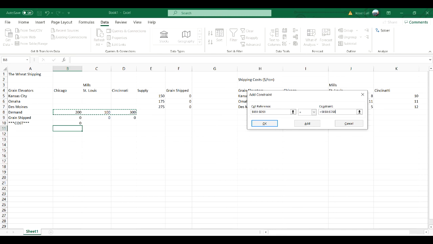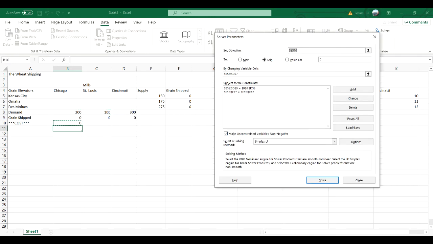What the computer will do in this situation, when we hit solve, is essentially run shipping routes. It will run each route possible to make sure that all the grain is shipped and all the grain is received. It will do that in every way possible. Once it's done it every way possible, it will check all of those solutions and it will choose the one that had the cheapest cost. That is what the computer is doing here.